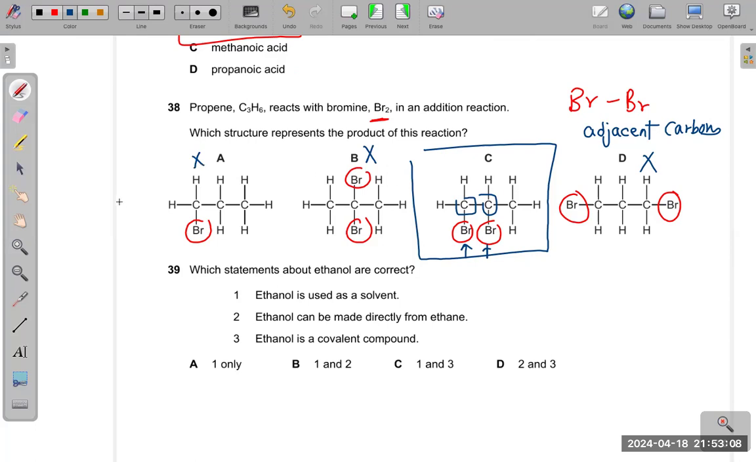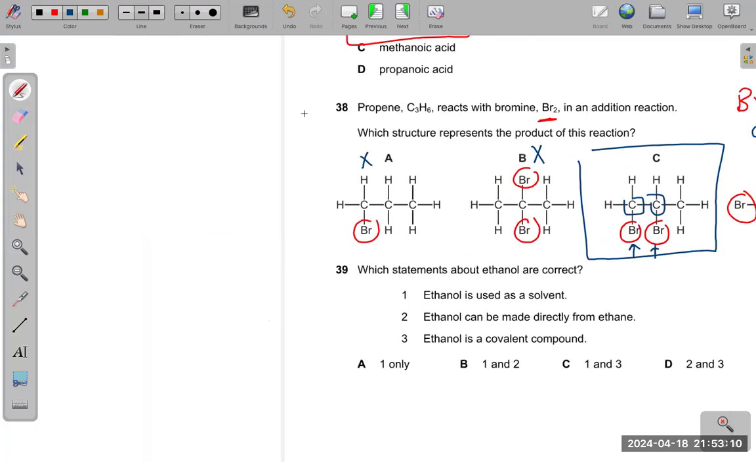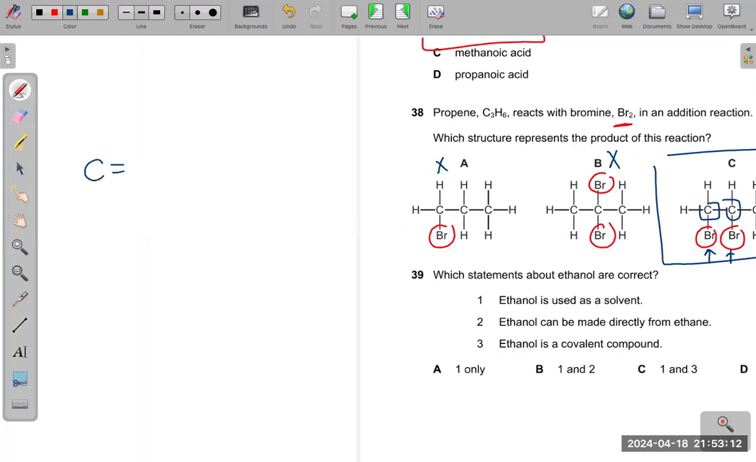So whenever you add bromine on a double bond, you have propene, C double bond C and H, 1H, 3, 4, 5, and 6. If you want to add bromine, where will you add it? I will add one here and one here. They have to be adjacent carbons. You will remove this double bond and you will make a bond here and here.